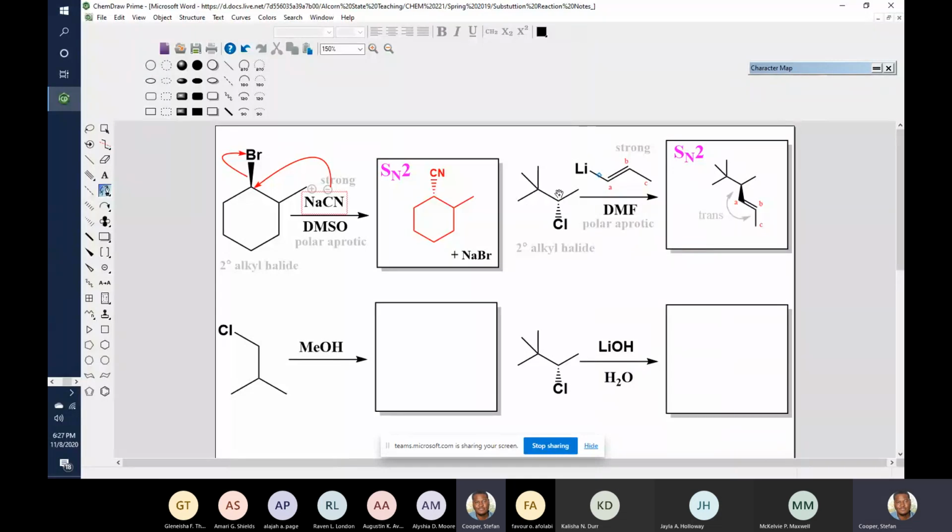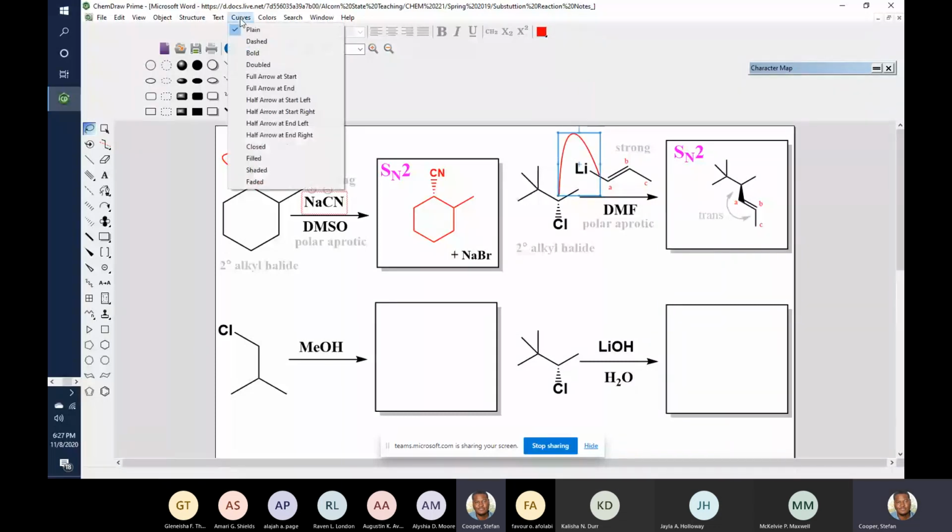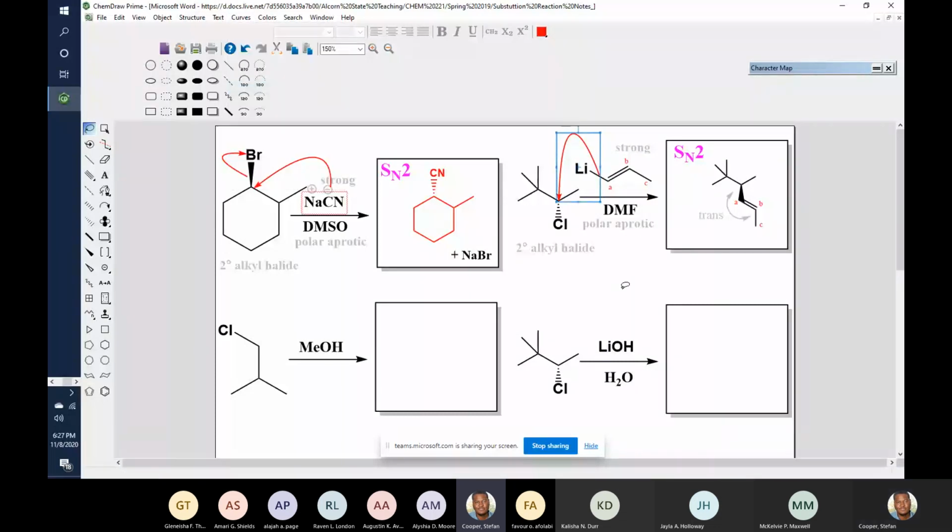So the mechanism starts at the bond here. The reason is that bond carries the electron density. Let's make that red. Let's add a full arrow at the end. All right, and then I'm going to break the bond to the leaving group here.